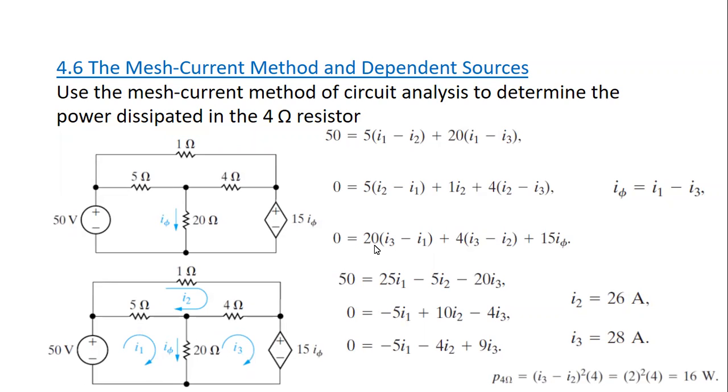So it will be 20 times I3 minus I1. Then in the 4 ohm resistor, we have 4 times I3, but I2 is flowing against I3. Then it will be 4 I3 minus I2. And here we are going in the direction of voltage drop, from the plus to minus. And if you go in the direction of voltage drop, it will be positive. So it will be plus 15 I5, because this voltage is 15 I5.